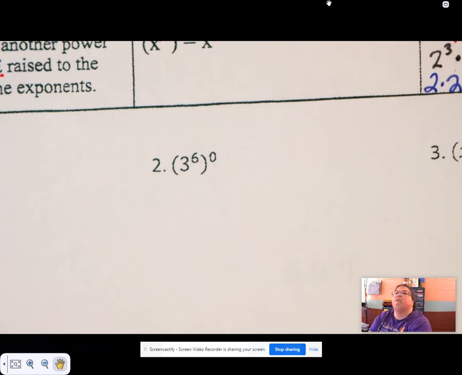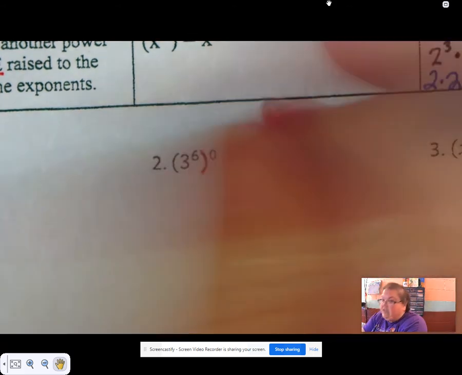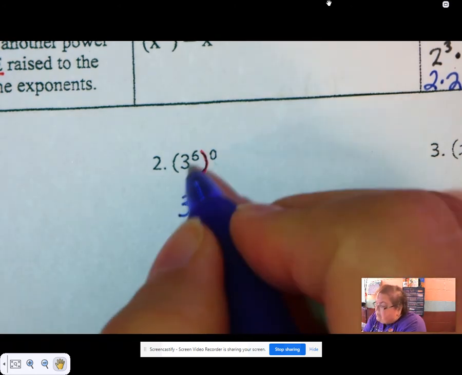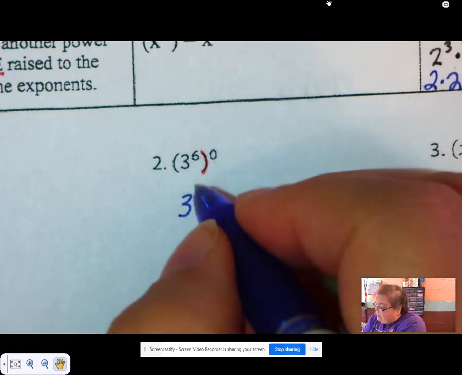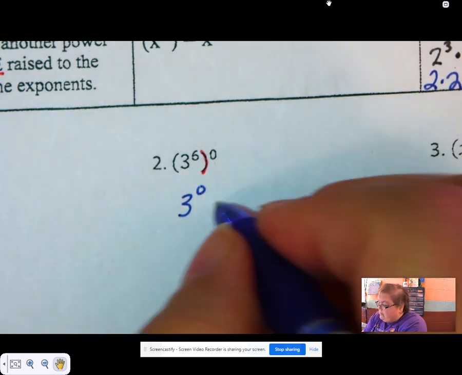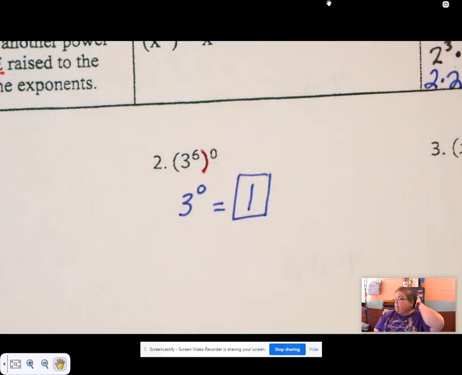Look at number 2. What's between the exponents? Parentheses. What operation is that? Multiplication. 3 to the 6 times 0 is 0. What is anything to the 0 power? Any term to the 0 power is 1. That's our answer. Any term raised to the 0 power is 1. Questions? We good so far?